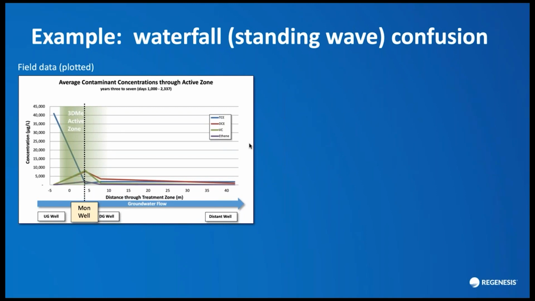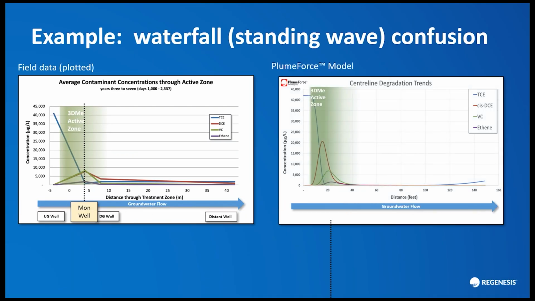So this is starting to look like a familiar standing wave. Here are the model data. Note that the graphs match where the monitoring wells are situated. The PlumeForce model shows a bit more going on here. In the field data, we can't see this because there's no monitoring there.